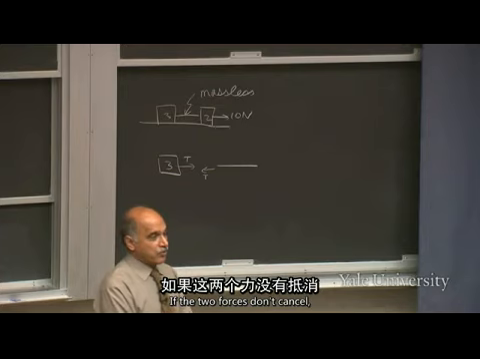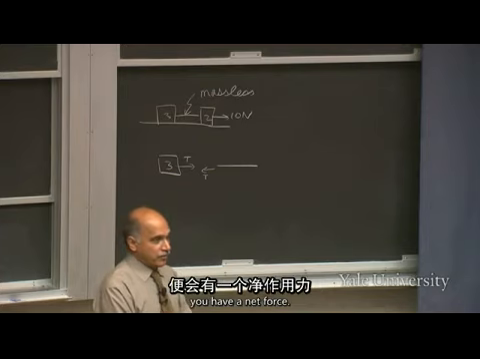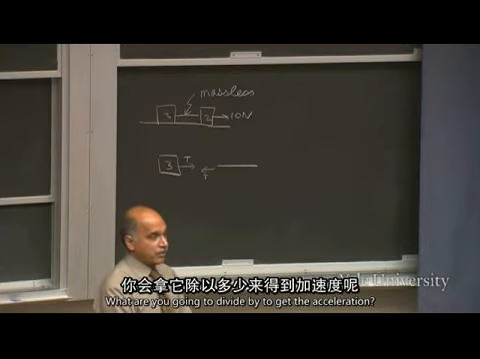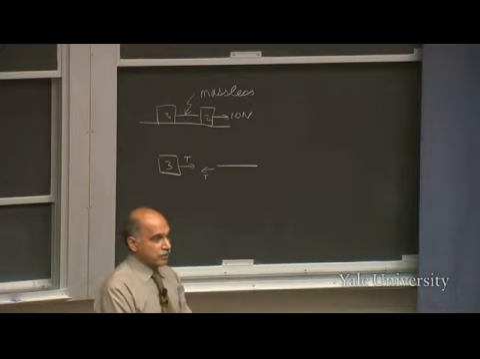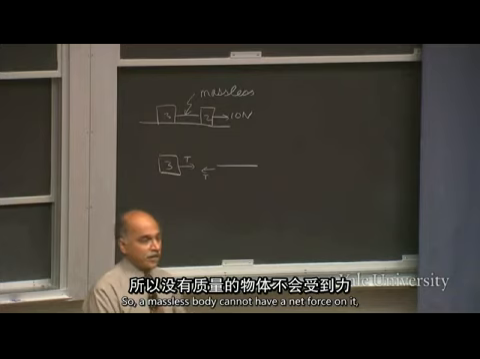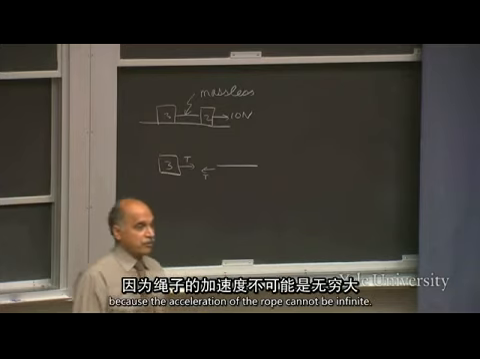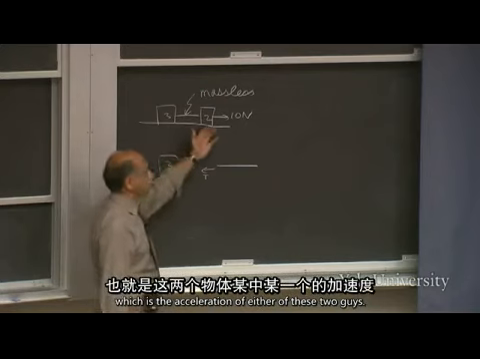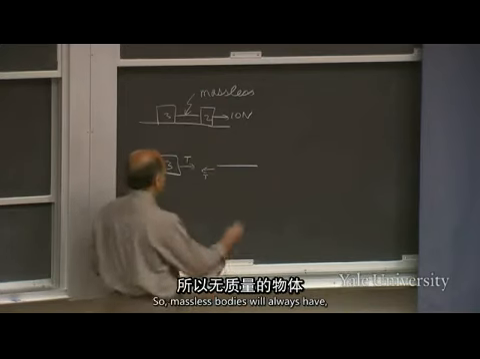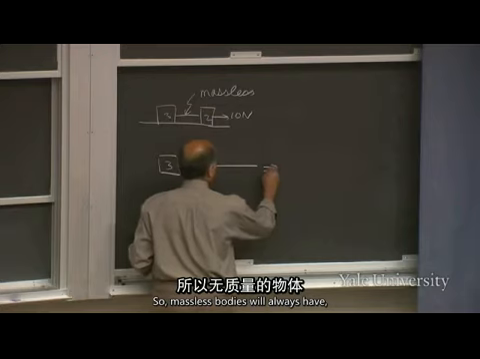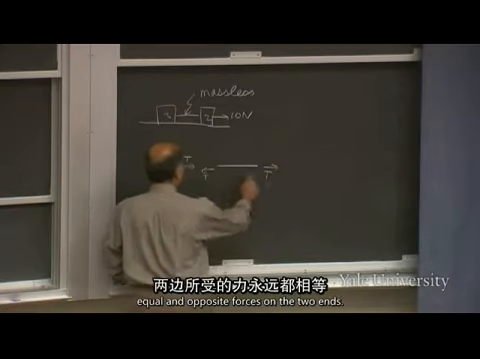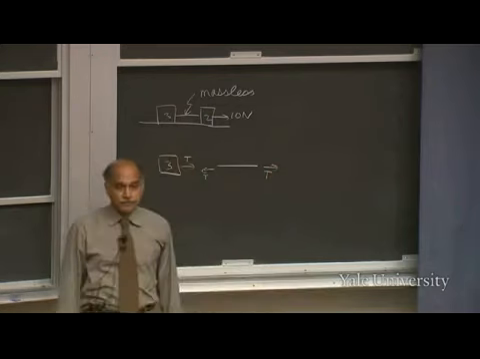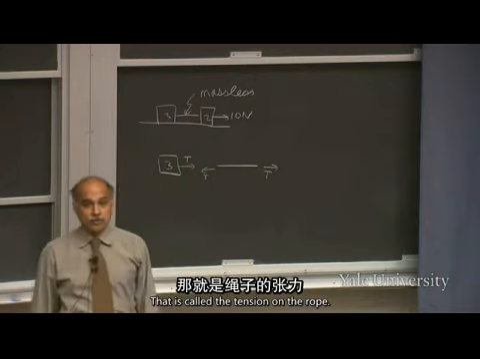If the two forces don't cancel, you have a net force. What are you going to divide by to get the acceleration? 0, right? So a massless body cannot have a net force on it, because the acceleration of the rope cannot be infinite. In fact, it has to be some finite number, which is the acceleration of either of these two guys. So massless bodies, like a massless rope, will always have equal and opposite forces on the two ends. And that is called the tension on the rope.